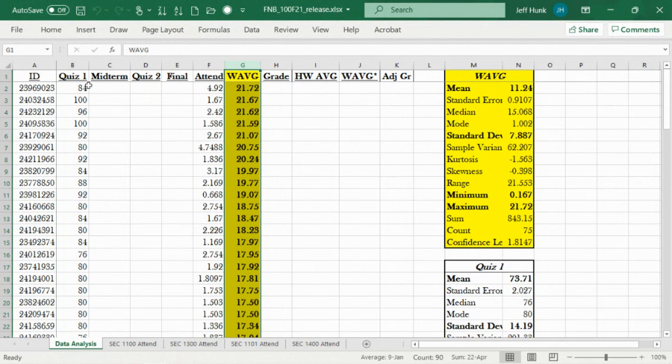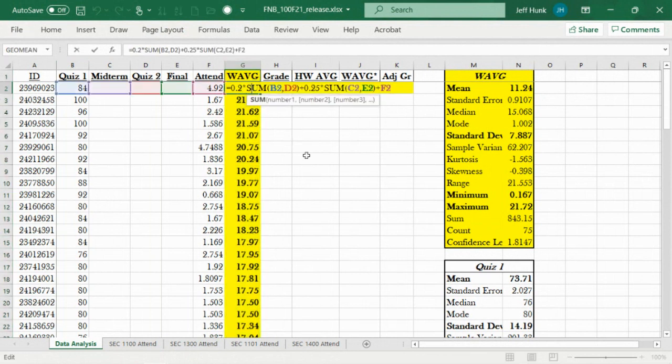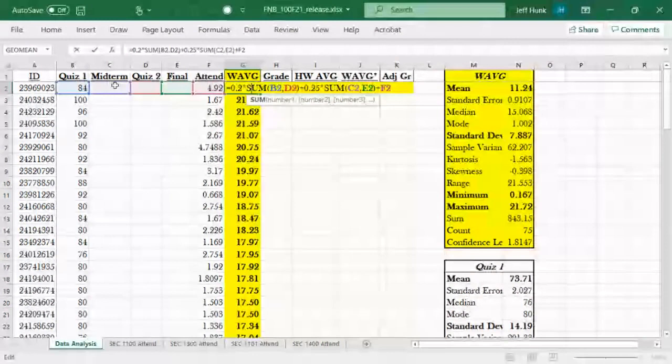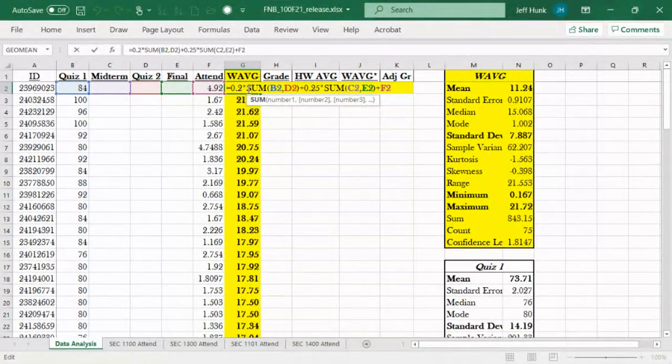set forth in the syllabus. Your semester grade will depend on the weighted average. Weighted average basically comes from 20% in quiz one, 20% in quiz two, 25% in midterm, and 25% in final. And then the attendance, right?